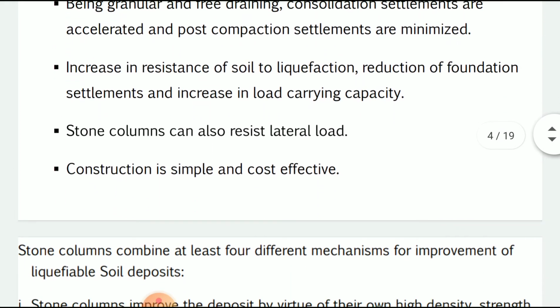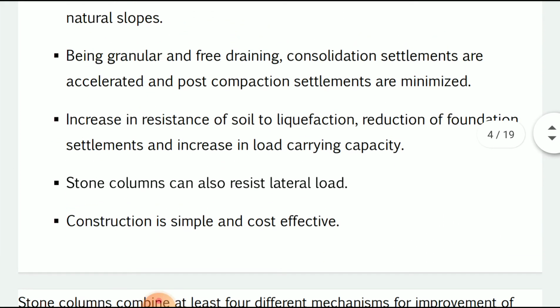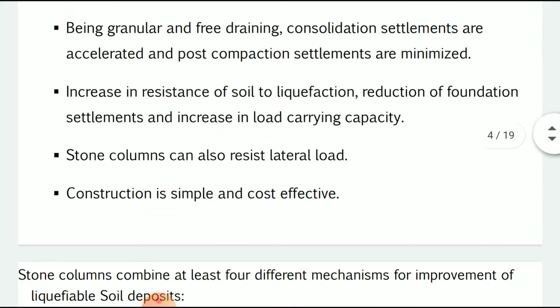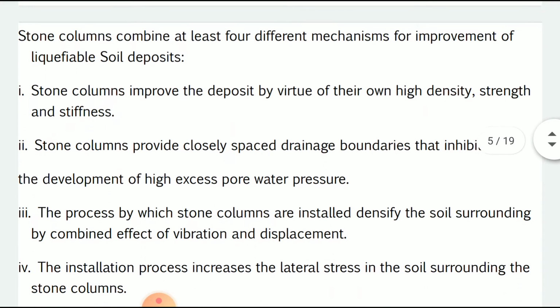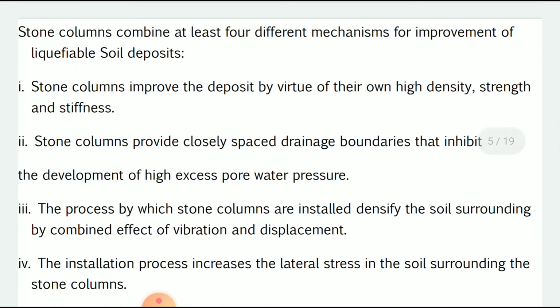Then the stone column can resist lateral load, and construction is very simple and cost effective. Stone columns combine at least four different mechanisms to improve a liquefiable soil deposit. Which are these four different mechanisms that we have to see?